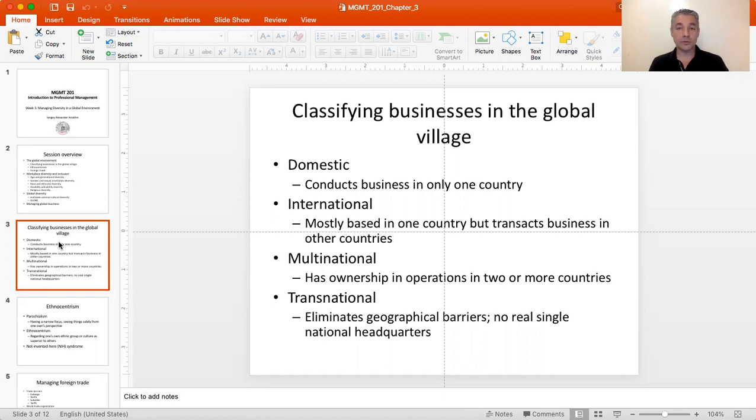We also may talk about international businesses. They are based mostly in one country, but do business in other countries. So if you sell overseas, but all of your operations are domestic, that would be an example of an international entity. So oftentimes businesses go international without fully realizing that they are international, especially if you operate in the online, the web environment. You have no idea where your customers are coming from.